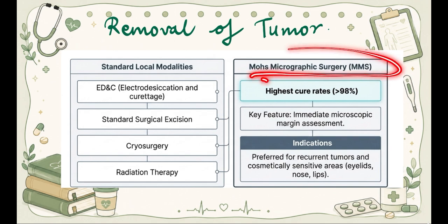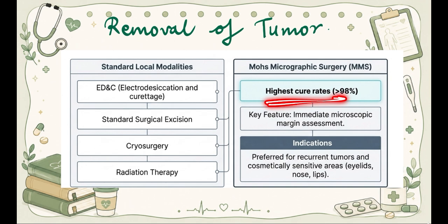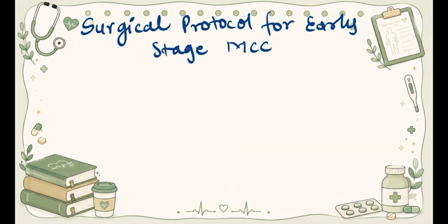However, there is an advanced technique called Mohs micrographic surgery. Mohs provides the absolute highest cure rates, exceeding 98%. During a Mohs procedure, the surgeon immediately checks the microscopic edges of the removed tissue while the patient waits. Because it preserves healthy skin and guarantees the cancer is gone, Mohs is strictly preferred for recurrent tumors and cosmetically sensitive areas, like the face.